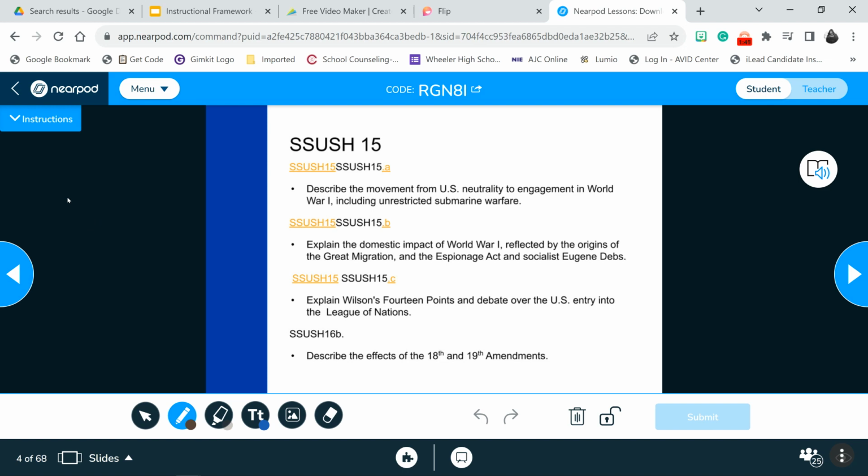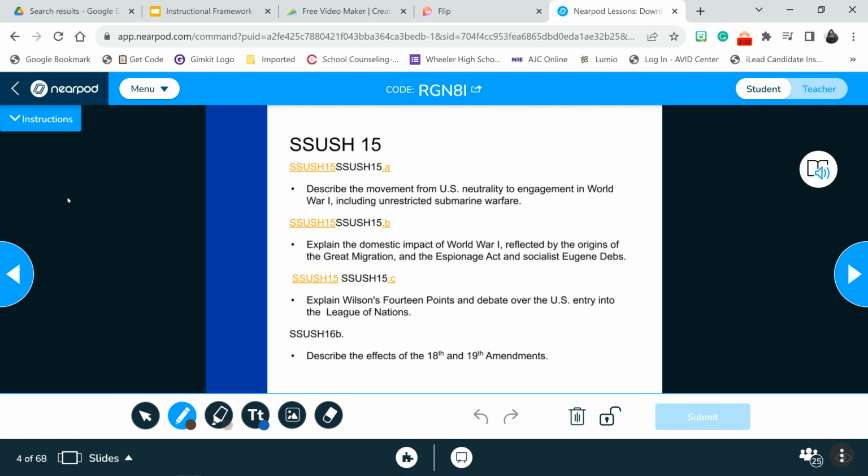We're covering standard 5A. We'll describe the movement of the United States from neutrality to engagement in World War I, including unrestricted submarine warfare. Standard 15B. And again, you're underlining the verbs, circling the nouns. This will be done in the Nearpod. 50% of your grade is your notes. The other 50% is your grade and your participation here in the Nearpod. Explain the domestic impact of World War I, reflected by the origins of the Great Migration, the Espionage Act, and socialist Eugene Debs.